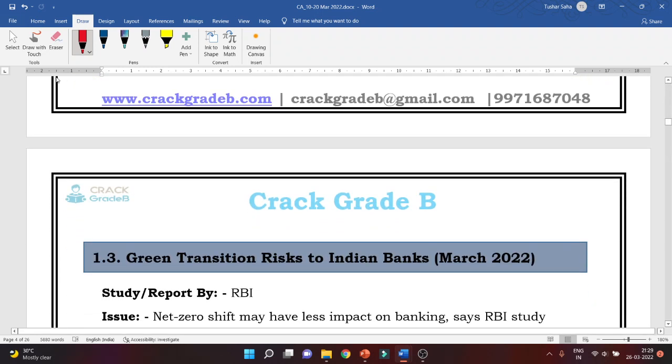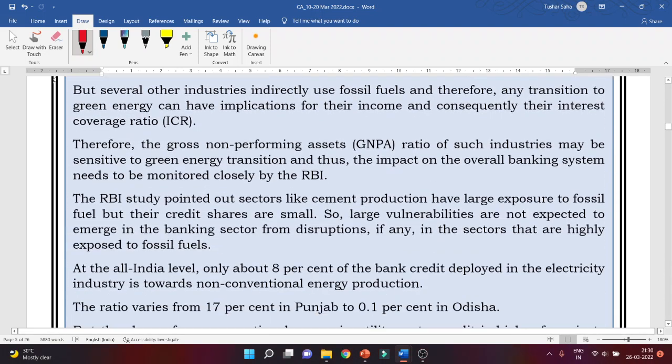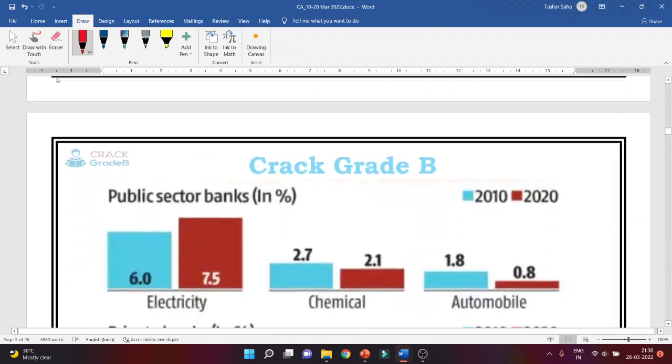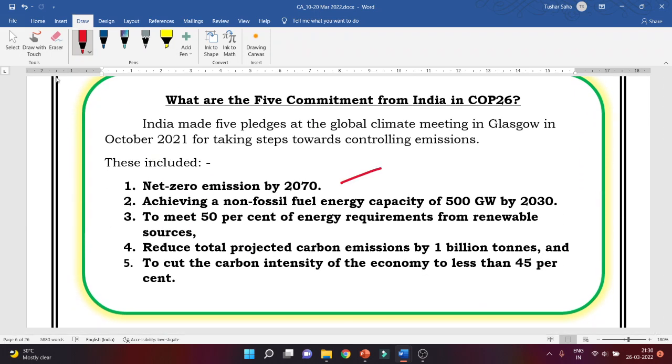Then, the next one, green transition risks to Indian banks, right? This has come up in the monthly bulletin, the March bulletin of the RBI, where it has studied the net zero shift. Now, what is net zero shift? So recently, in COP26, the Indian Prime Minister made 5 commitments from the Indian side, that it will be net zero emission by 2070.